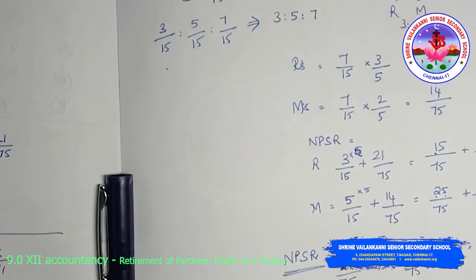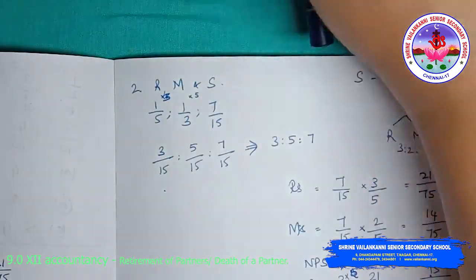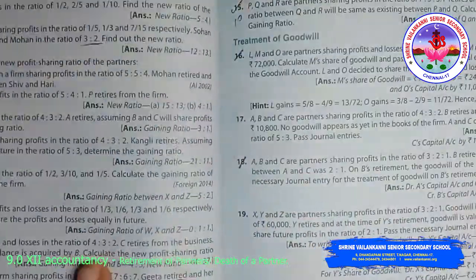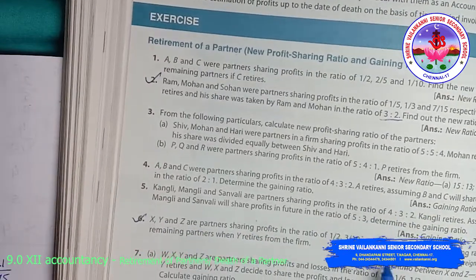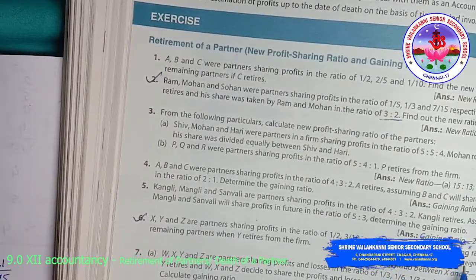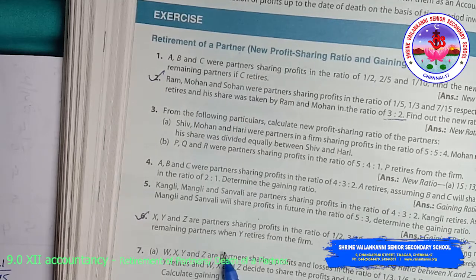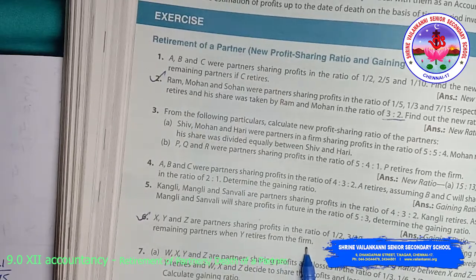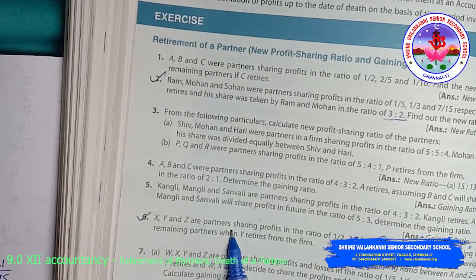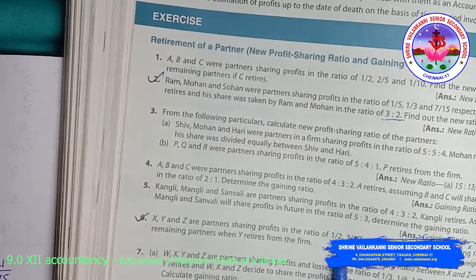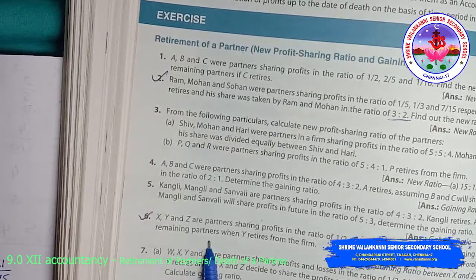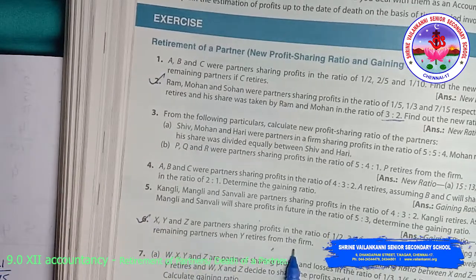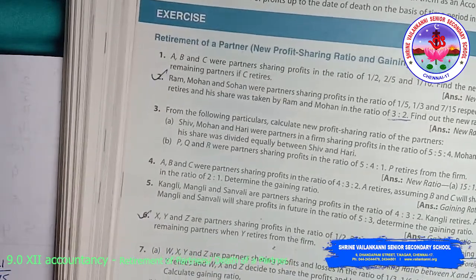The next question that we are going to look into is X, Y, Z are partners sharing profits in the ratio of 1 by 2, 3 by 10 and 1 by 5. Calculate the gaining ratio of remaining partners when Y retires from the firm. So they are asking us to find out the gaining ratio.